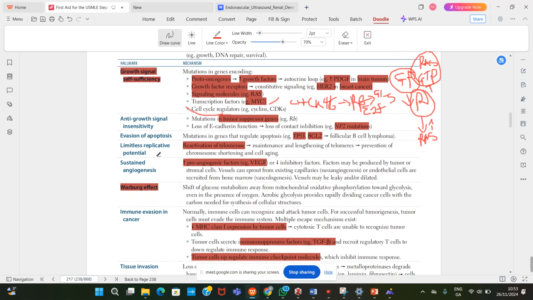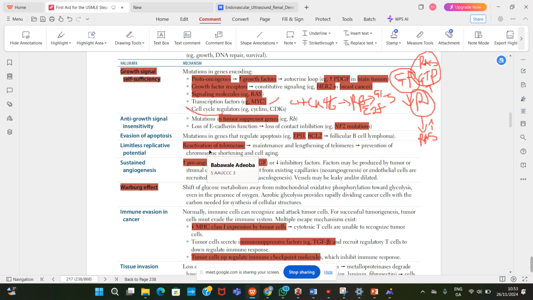The next is limitless replicative potential. They are replicating forever. And this brings us to the concept of telomeres. I know that we remember from biochemistry, telomeres are a short nucleotide sequence that is added to the terminal portion of the chromosomes. And who remembers the base sequence that makes up telomeres? TTAGGG. Okay, that person is correct. What I have here is the mRNA equivalent.